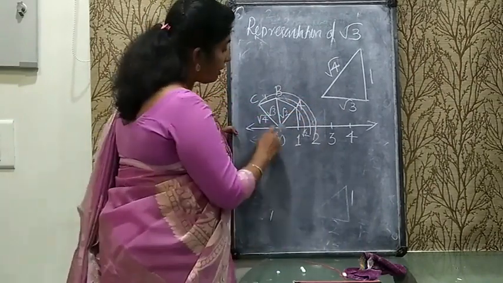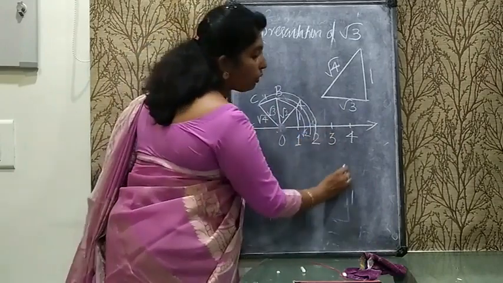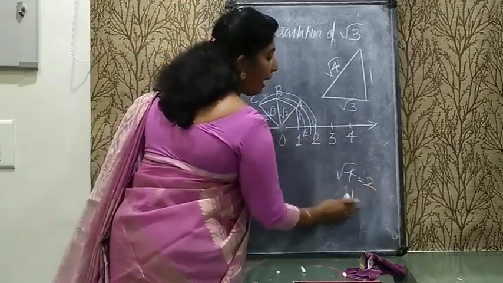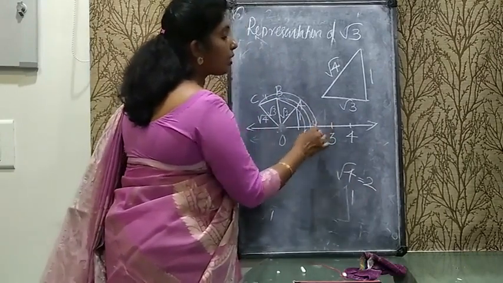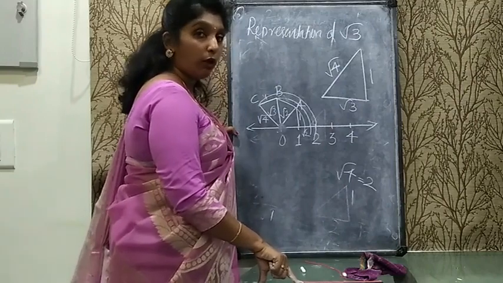So here you can see the root 4 is coming exactly on 2 because we know root 4 is equal to 2 and it should come exactly on 2, otherwise your construction is wrong. Okay, while drawing be careful.